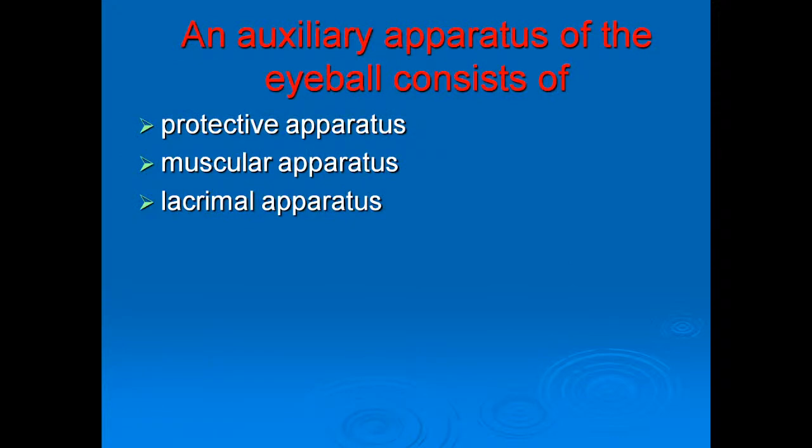The auxiliary apparatus of the eyeball consists of 3 apparatus: protective, muscular apparatus, and lacrimal apparatus.